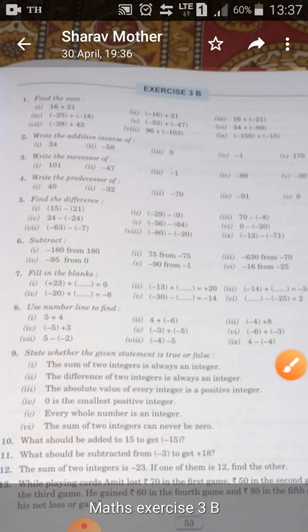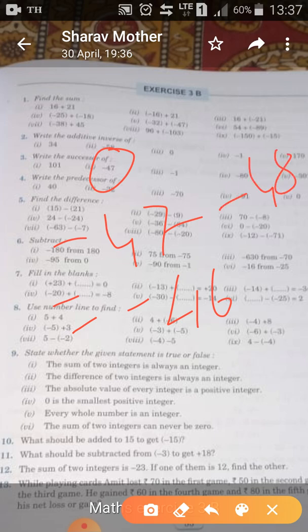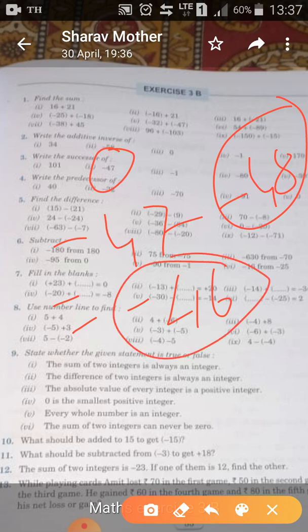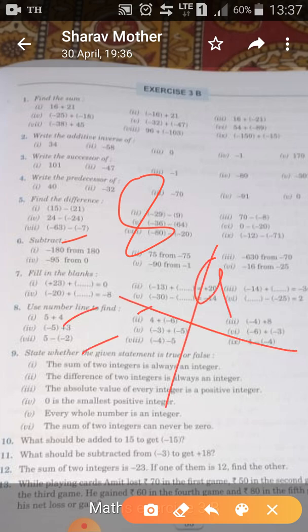Yes, but when we come to a negative number like minus 47, what is the successor of minus 47? Successor of minus 47 is minus 46. It's not minus 48. If you write minus 48 in the exam, you're going to get a 0. Okay, so it's not minus 48, it is minus 46. If I ask you what is the successor of minus 8, you are not going to write minus 9. This is wrong. The successor of minus 8 is minus 7.